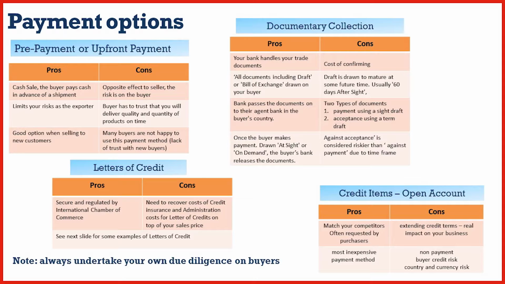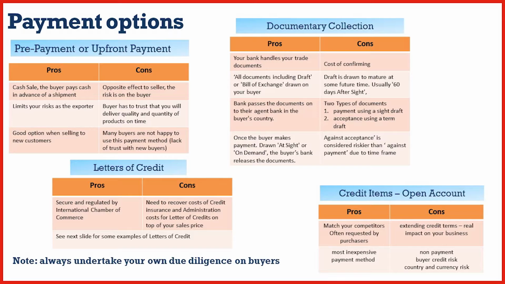Documentary collection. This is where your bank handles your trade, including your export documents. Once the buyer makes the payment, the bank releases the documents so the buyer can obtain his goods. There are two types: payment using a sight draft, and acceptance using a term draft. At sight or on demand is considered riskier than against payment of full goods. This is due to the time frame involved to obtain your money.